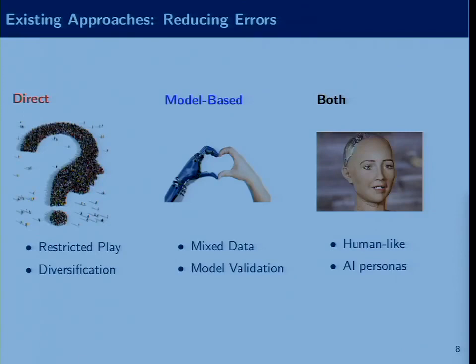The third category, which basically fits both of these approaches, is human-like AI, and there's also lots of new research going into this direction, figuring out how to model types or personas and creating human-like AI in the sense that it behaves like humans.